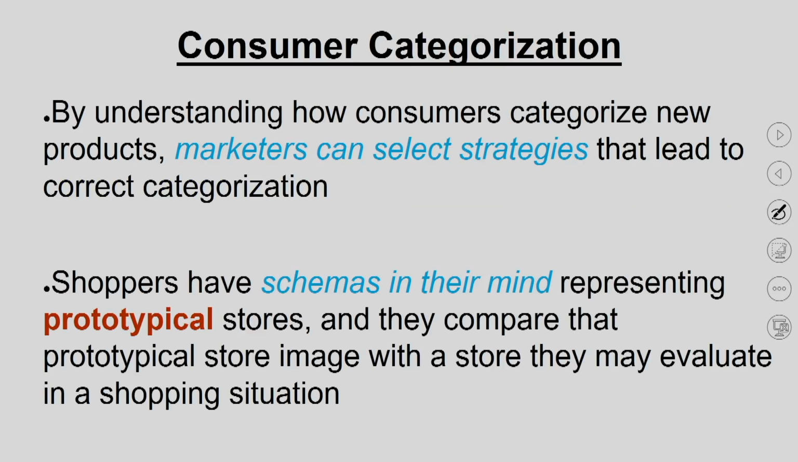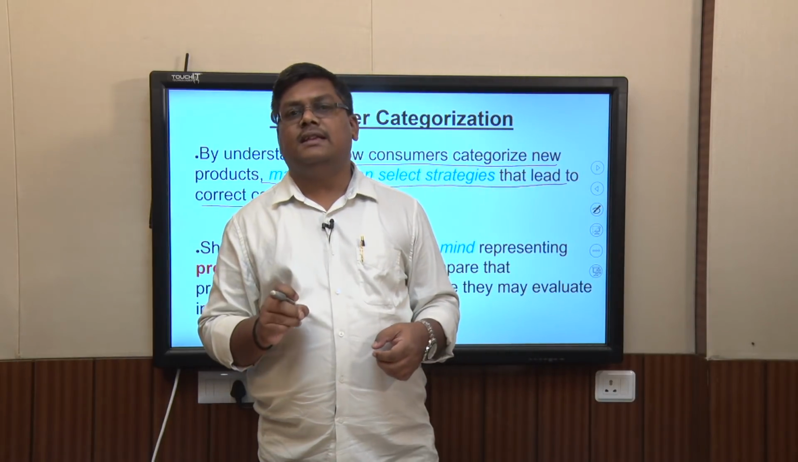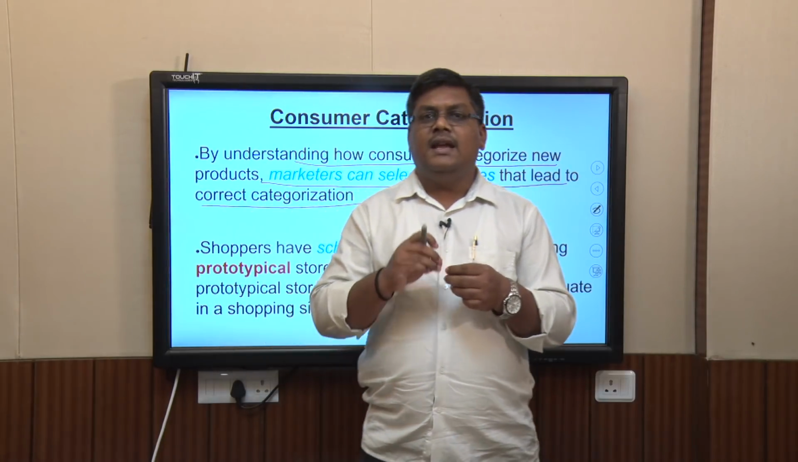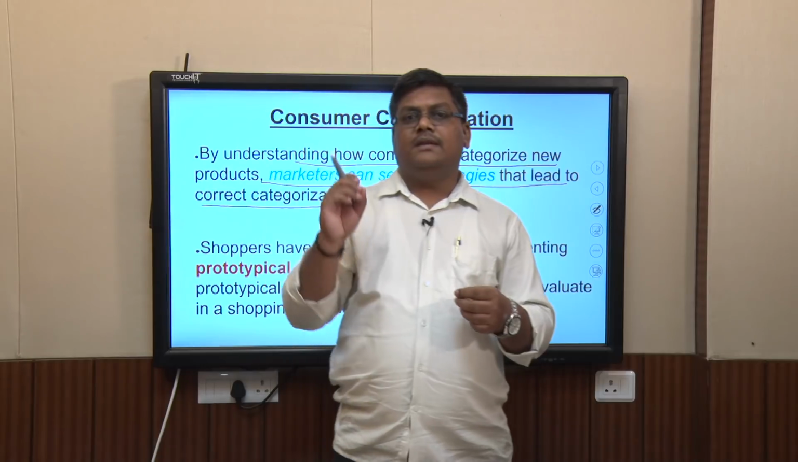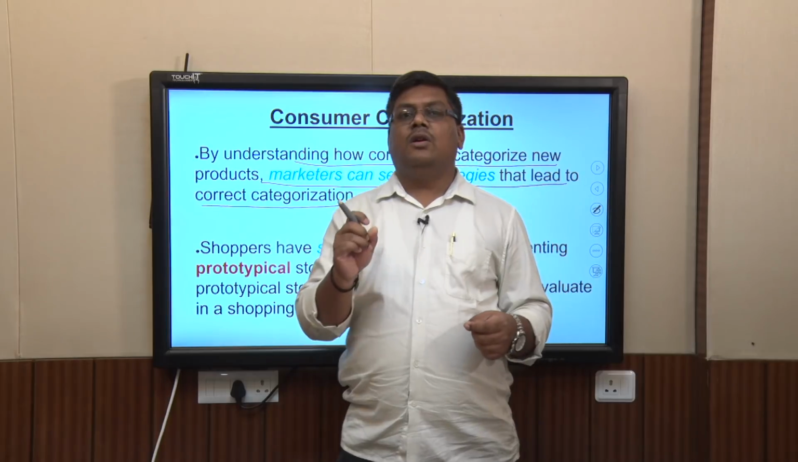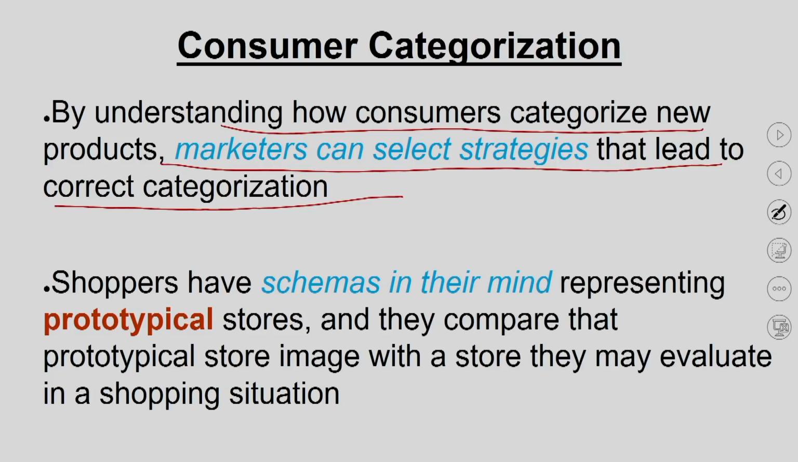So why is this categorization necessary? By understanding how consumers categorize new products, marketers can select strategies that lead to correct categorization. If marketers understand how the consumer is categorizing the product in his mind, how he is understanding this particular product and relating it to mental representations which are already there, they can increase or highlight those product features which fall in line with the actual categorization in the consumer's mind, which lie closely to what the consumer is looking for or scanning for.